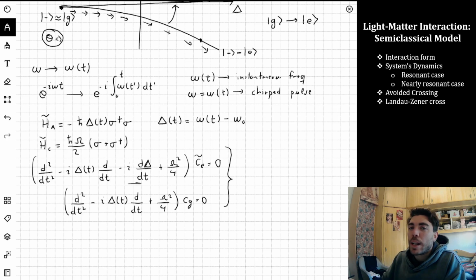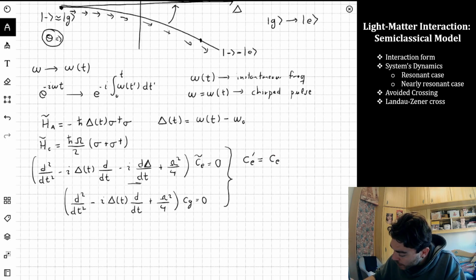And now it becomes a little bit more technical, mathematical. In order to solve this system, one has to transform yet again to another frame. So here we just make the following change. C_E prime is C_E tilde e to the minus i over 2 integral from 0 to t of delta(t') dt'.